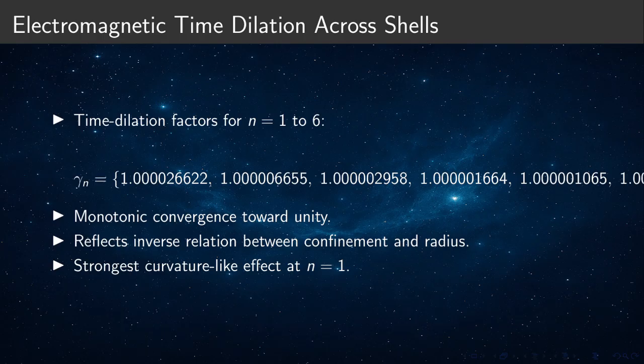This behavior follows directly from the inverse relationship between confinement and orbital radius. At n equals 1, the electron experiences maximum electrostatic confinement, maximum acceleration, and strongest effective curvature. As n increases, the orbital radius scales as n squared, reducing confinement strength and causing the dilation factor to asymptotically approach unity.